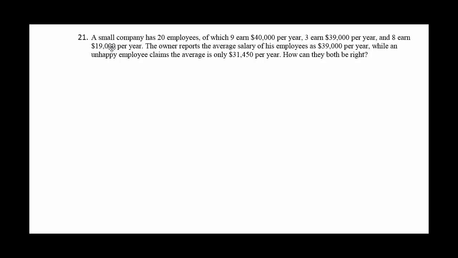So while they're both right in the fact they both calculated an average, this is a case where the owner quoted a number that favored his argument, and the employee quoted a number that favored their argument. But statistically speaking, the employee's right. It should be the mean. So it should be 31,450 instead of the median, which is 39,000.